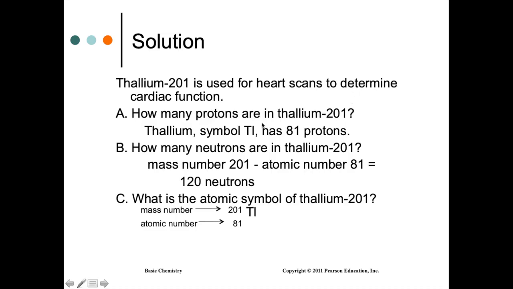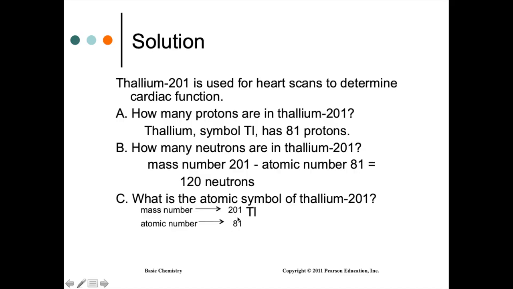So thallium, which has the symbol Tl, is element number 81. So that tells you that it has 81 protons. Now, the mass number, which is given to you in the question, thallium-201, lets you know that it has 201 nucleons. It's got 201 protons and neutrons combined. Well, if 81 of those are protons, that tells you that the remaining 120 must be neutrons.